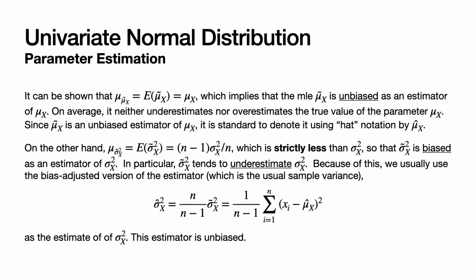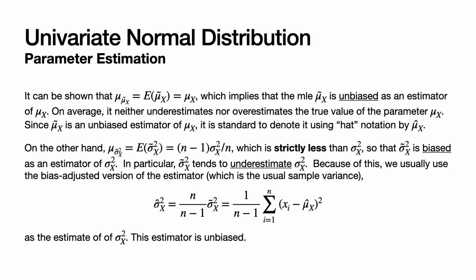It can be shown that the expected value of mu tilde sub x, that is the mean of the sampling distribution of mu tilde sub x, is equal to mu sub x itself, and this implies that the MLE mu tilde sub x is unbiased as an estimator of mu sub x. On average, it neither underestimates nor overestimates the true value of the parameter mu sub x. Since mu tilde sub x is an unbiased estimator of mu sub x, it is standard to denote it using hat notation, and so we're going to denote it mu hat sub x.